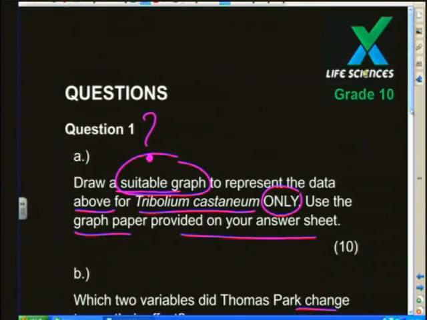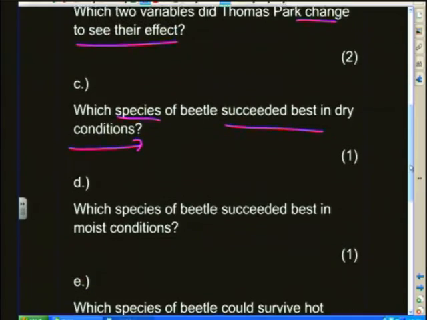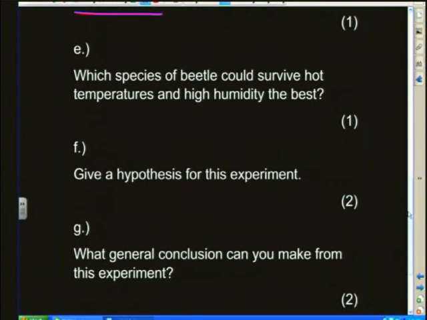So here we've seen we're analyzing the data and we're interpreting and evaluating the data. Which species of beetles succeeded in the moist conditions? Again, we go back to the data and we evaluate the data. I'm not going to go back to the data. I'm going to look at the question at the end. Give a hypothesis for this experiment.